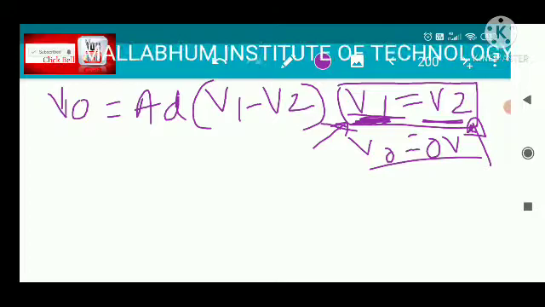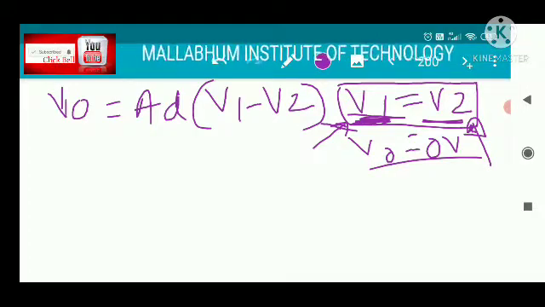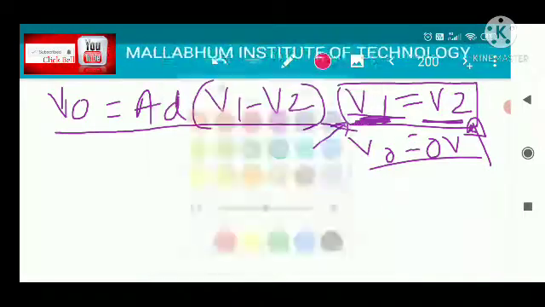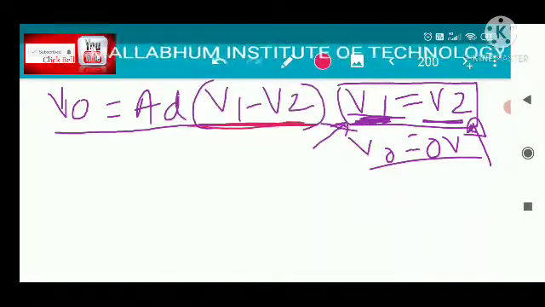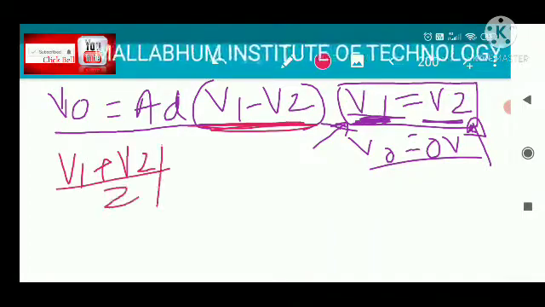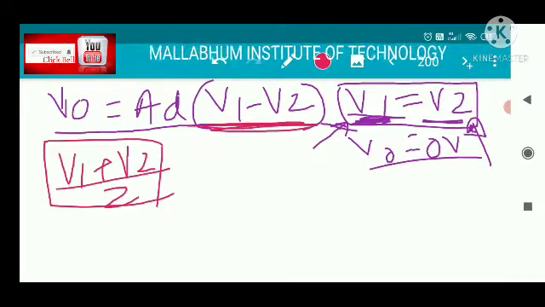as the output voltage not only depends on the difference signal but also depends on the average voltage. That means in the practical difference amplifier, the output voltage does not depend only on the difference signal but also depends on the average signal. Now the average signal is represented by V1 plus V2 divided by 2. Now what do you mean by that?